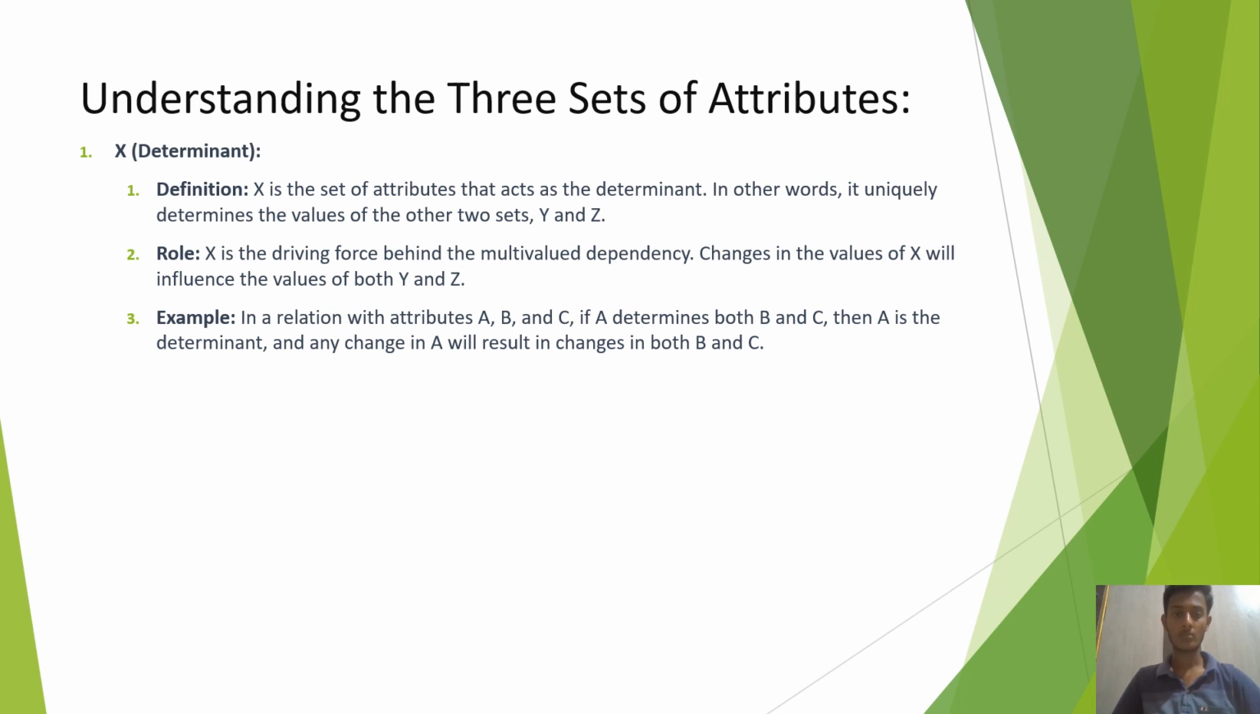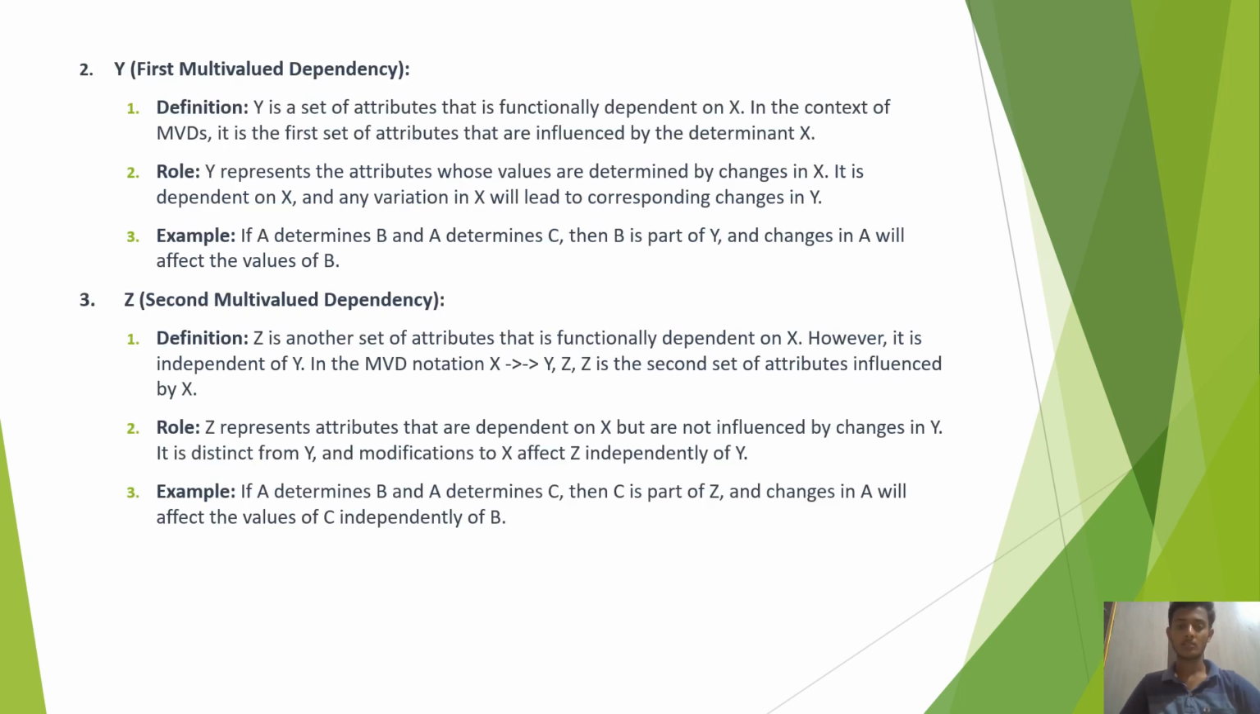Understanding the three sets of attributes. X, the determinant. X is a set of attributes that acts as a determinant. In other words, it uniquely determines the values of other sets like Y and Z. Role: X is the driving force behind the multivalue dependence. Changes in the value of X will influence the values of both Y and Z. Example: in a relation with attributes A, B, and C, if A determines B and C, then A is the determinant, and any change in A will result in changes in both B and C.